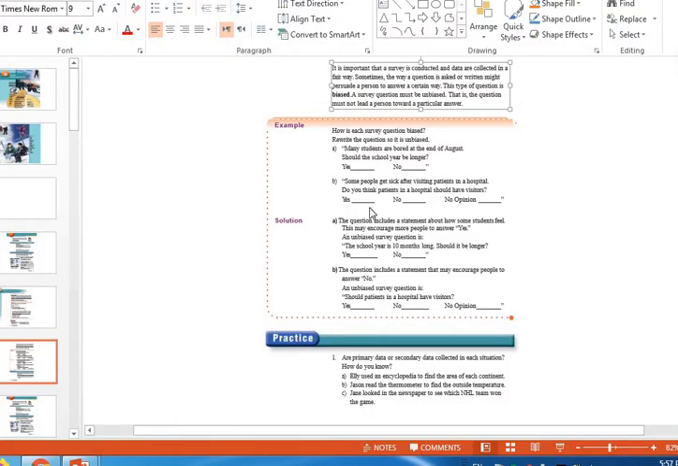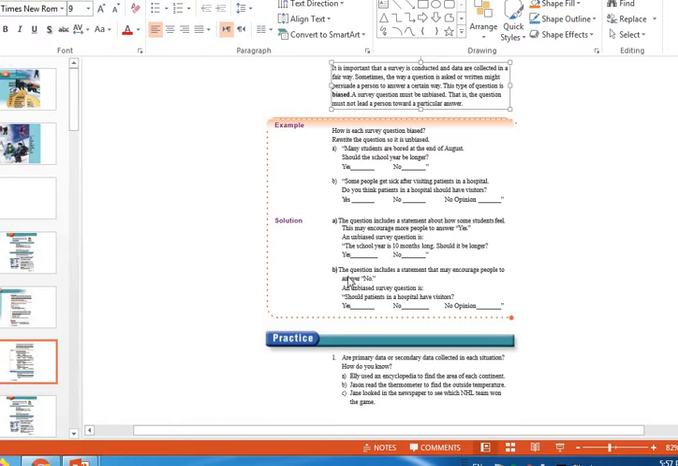Okay, now moving to another question. I have here B. Some people are sick after visiting patients in a hospital. Do you think patients in a hospital should have visitors? Of course, this is a biased question. Why? Because I tell you now, some people get sick after visiting these patients. So as if I'm telling you don't go to visit patients.